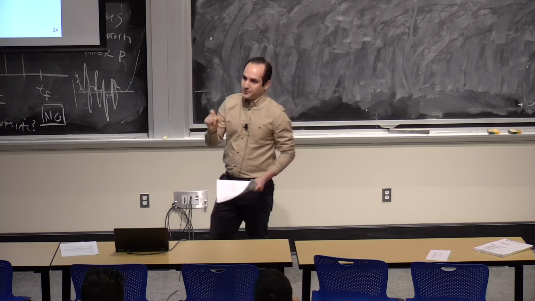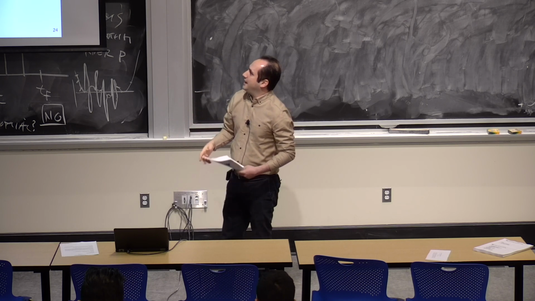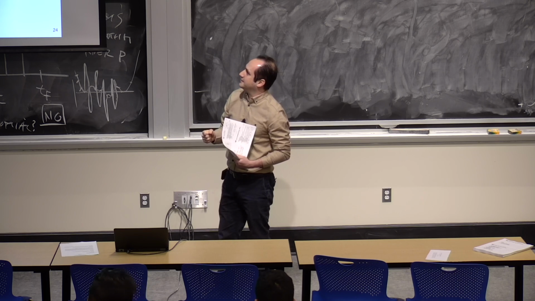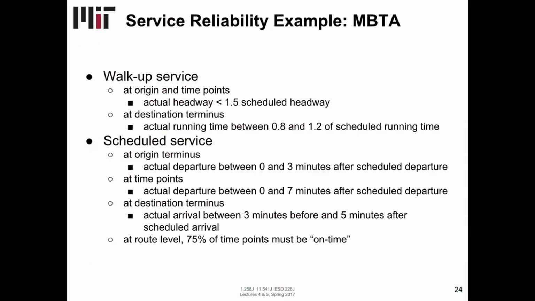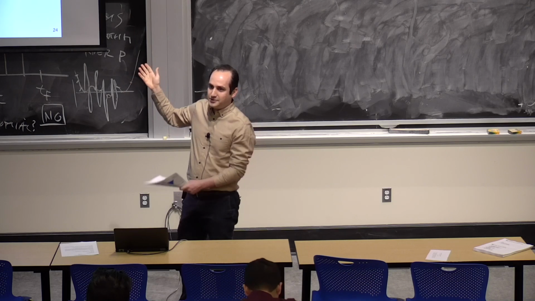One is the regularity of service. It wants to measure cases where headway is longer than expected, like 1.5 times the scheduled headway. And the other constraint is that the actual running time is between 0.8 and 1.2 of the scheduled running time. So when it comes to actual headway, you can see that there is no lower bound to the actual headway. Does anyone have any comments why there's no actual lower bound here?